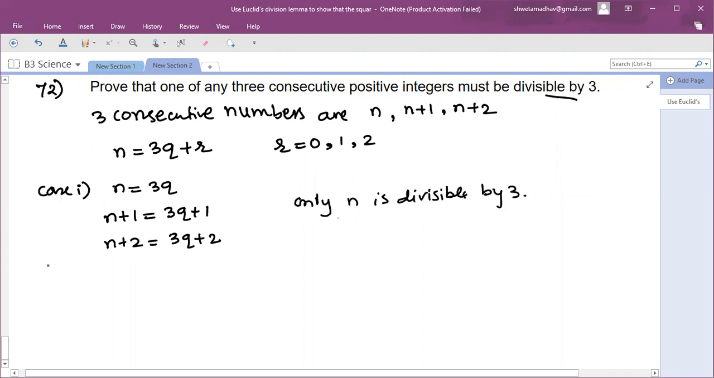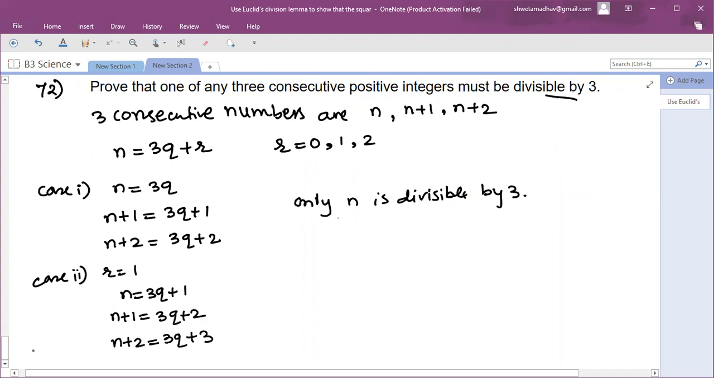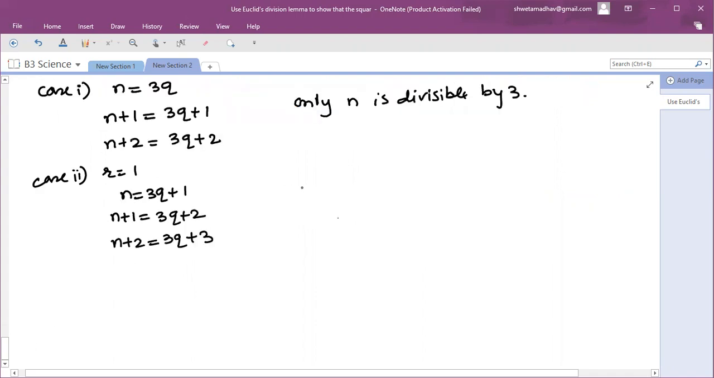Then case 2, r is equal to 1. So n is equal to 3q plus 1. Then what is n plus 1? 3q plus 2. What is n plus 2? 3q plus 3. So which term is divisible by 3 here? Only n plus 2 is divisible by 3, right? Yes, ma'am. The other two, n and n plus 1, are not divisible.